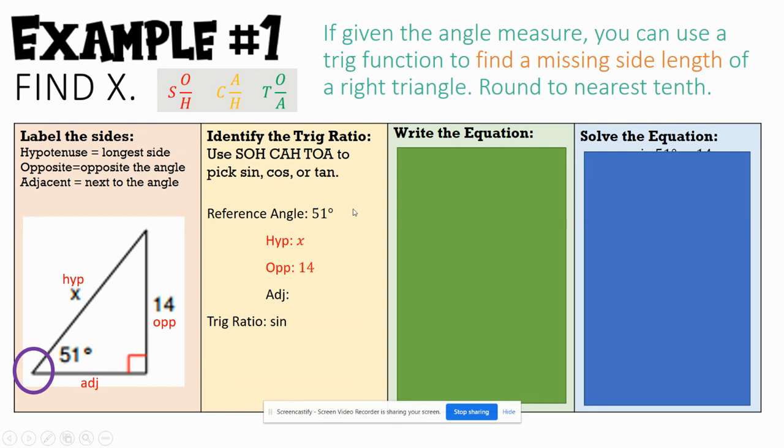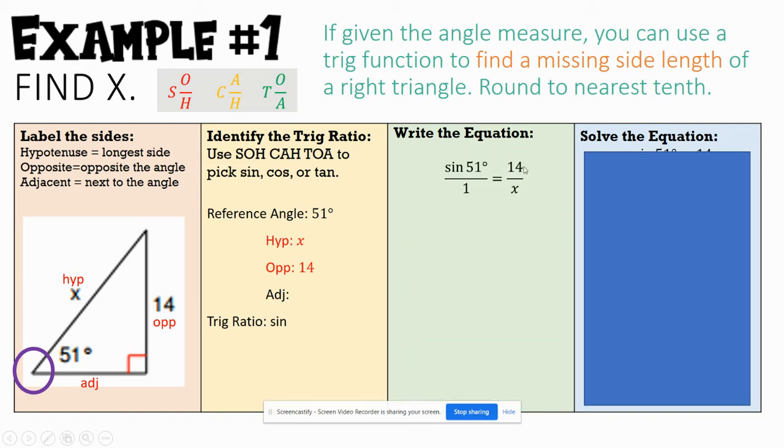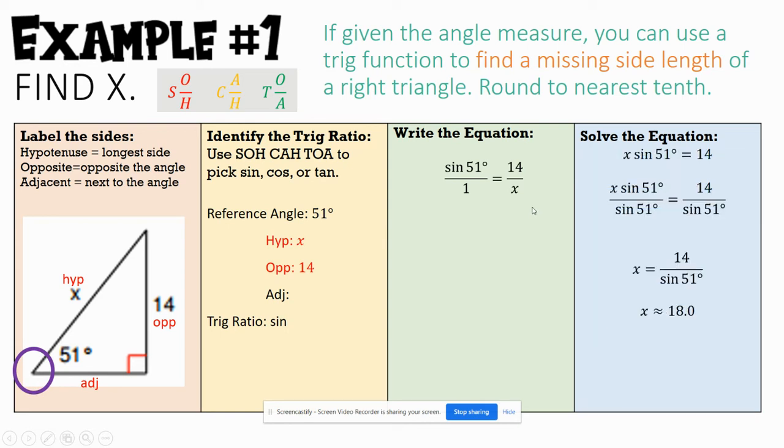So in our equation, we're going to have sine of 51 degrees, and then we're going to set it equal to the opposite side length over the hypotenuse. Again, if you want to put the trig function over 1 so that you treat your equation as a proportion, you absolutely can do that. Now, when I solve this equation, I'm going to use my cross product property. So I'm going to multiply across 14 times 1, set it equal to what I get when I multiply across here. So x times sine of 51 degrees.